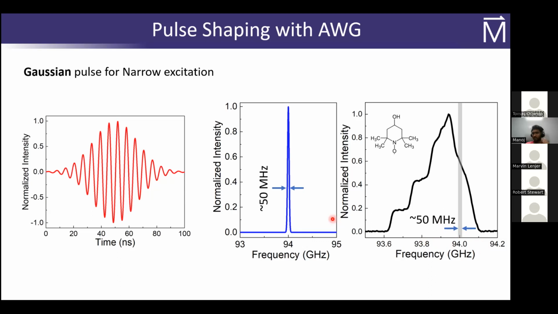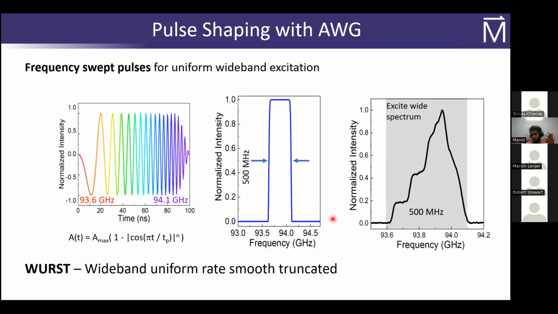In contrast, we can also excite across the whole bandwidth using frequency swept pulses. There are several window functions for this frequency swept pulse, but we use the WURST window function, which is a wideband uniform rate smooth truncated one, given by this amplitude function. Here, how smooth the rise and fall of this window function is determined by this exponent n.